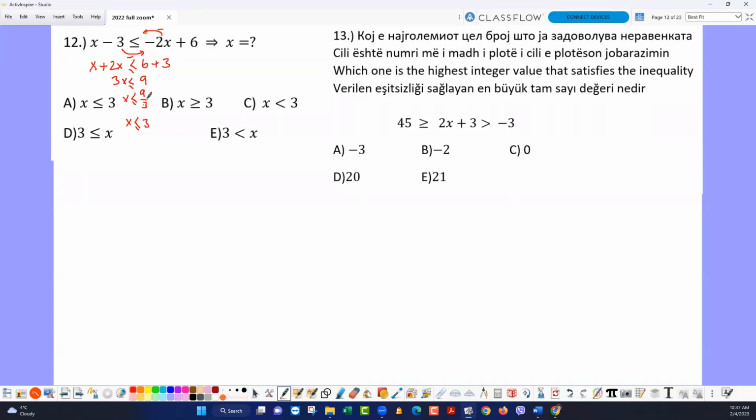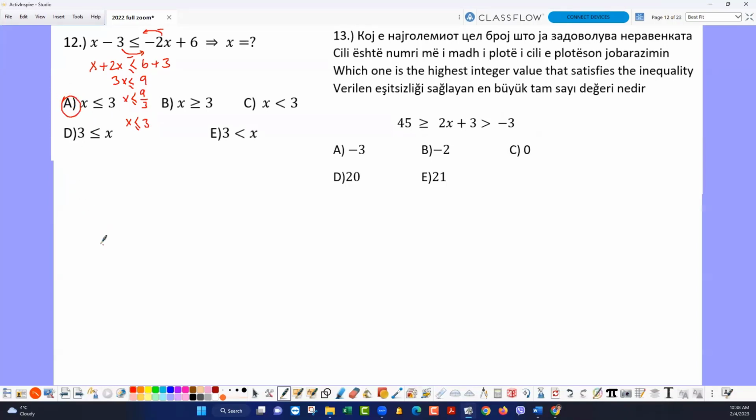And since we are dividing by plus 3, we are not going to change the side of the sign, which means we are going to keep it the same. x is less or equal to 3. That's also A.